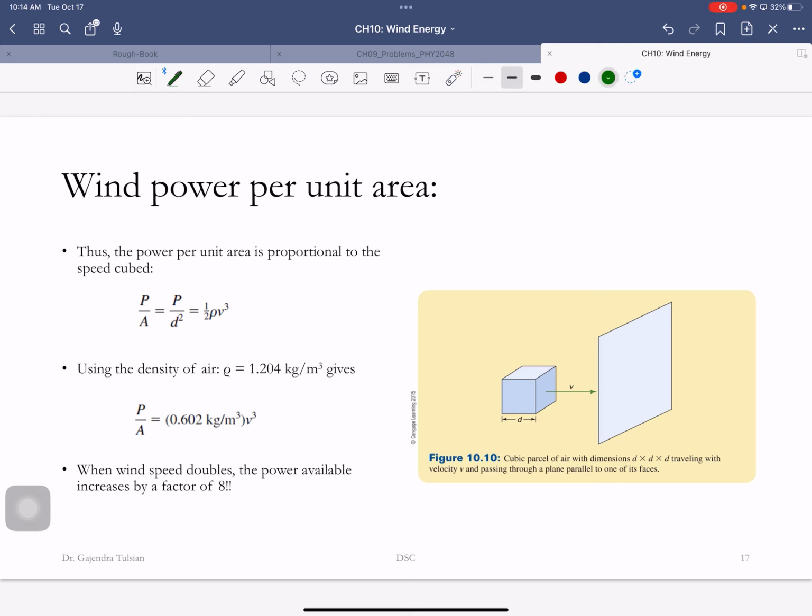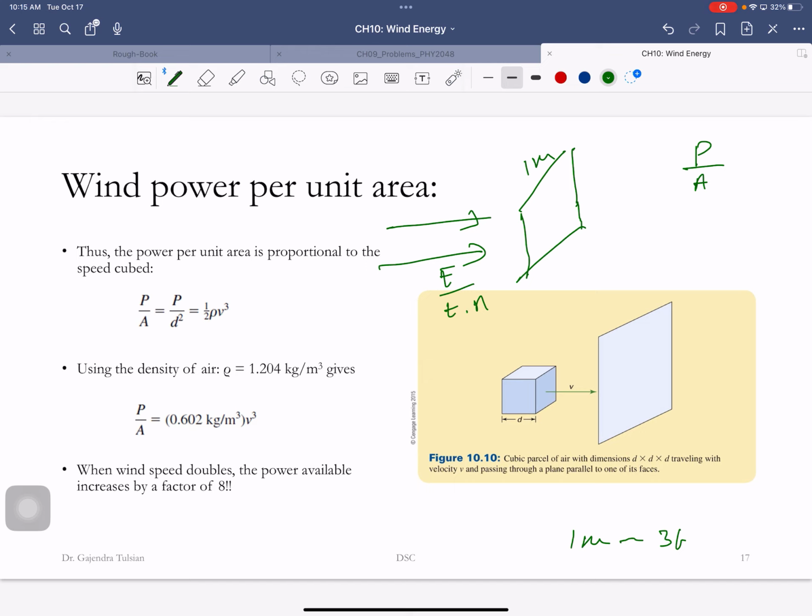So here is a square meter. 1 meter is roughly 3 feet. And what you want to know is the power per unit area: how much energy is passing per second per square meter. So, joules per square meter per second.